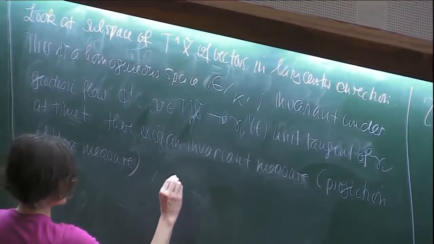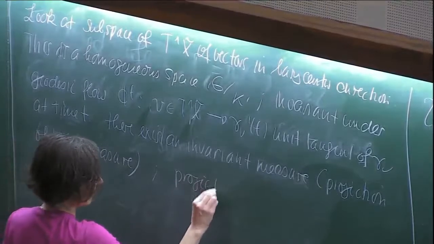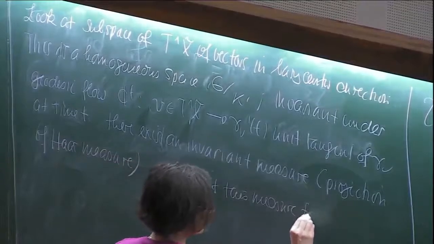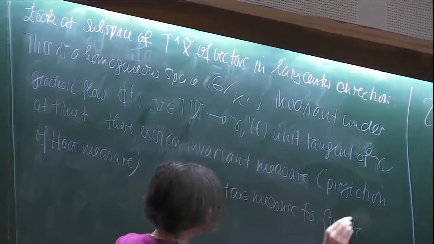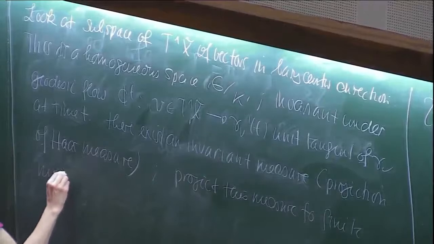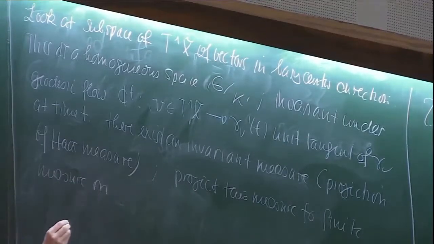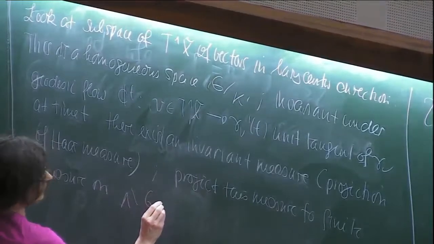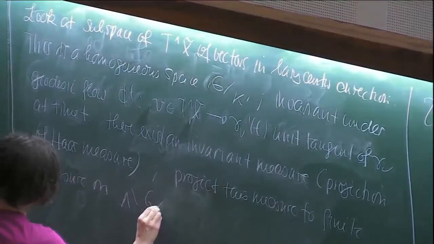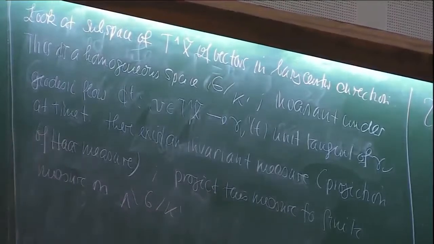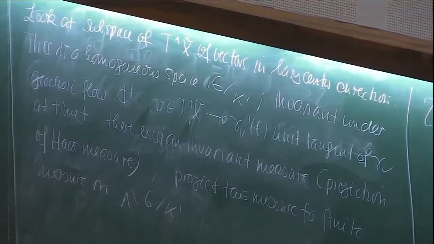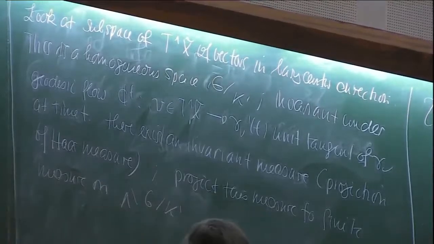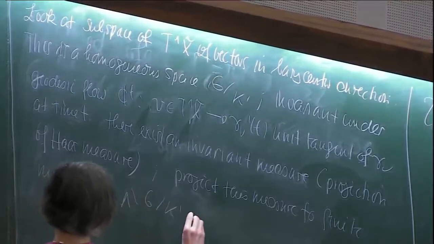So now you can project this measure, finite, on lambda G mod. I shouldn't have written this in this way. I could pass to a finite cover here, it doesn't really matter, but I take it in a way which is invariant under the flow.